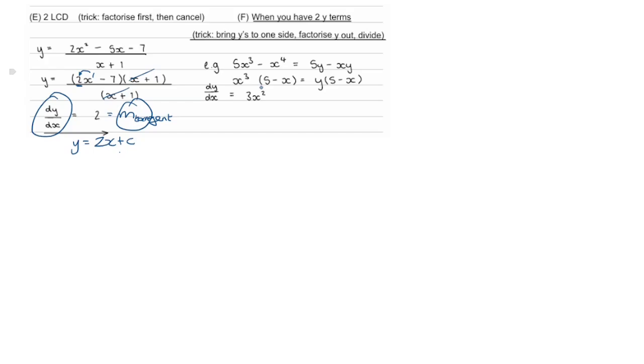Another one that catches people out quite often is when you have two y terms and you're wondering, what do I do now? And so once you know the trick, a lot of maths becomes a lot simpler. You bring all the y terms to one side. So step 1, that's what I've done here. I've brought all the y terms to one side. I factorize the y out, and so I end up with the second step, and I divide both sides by the bracket.